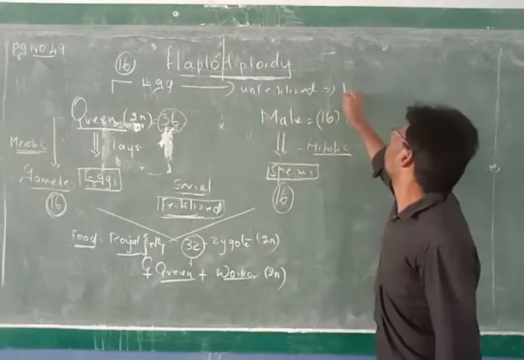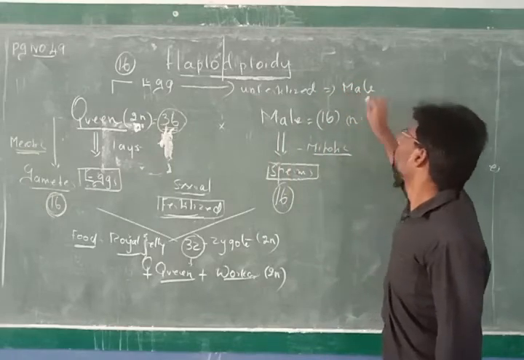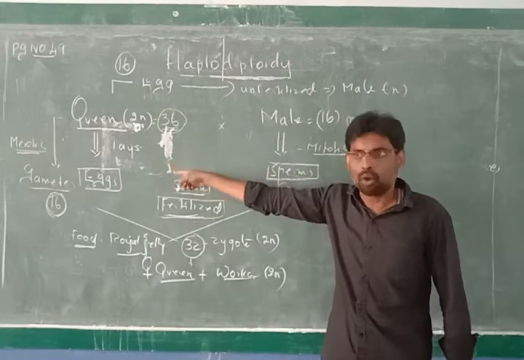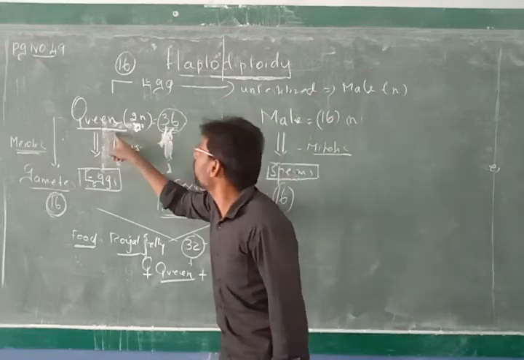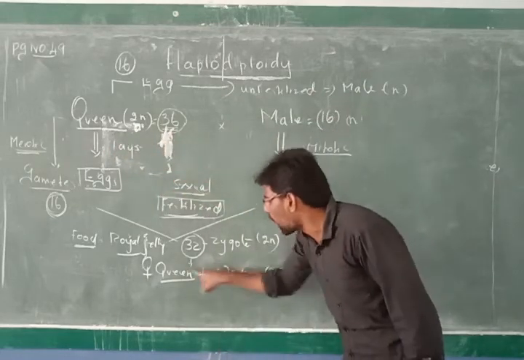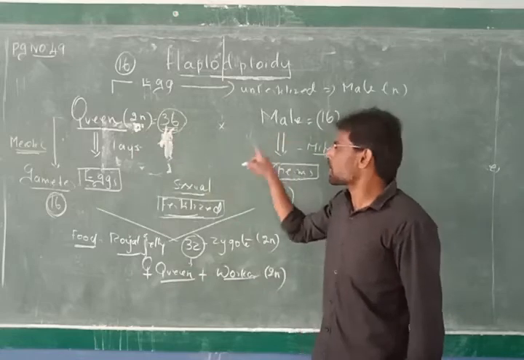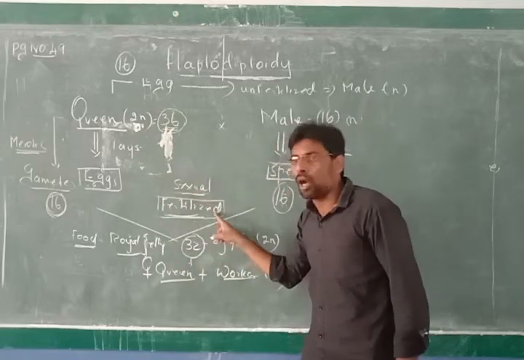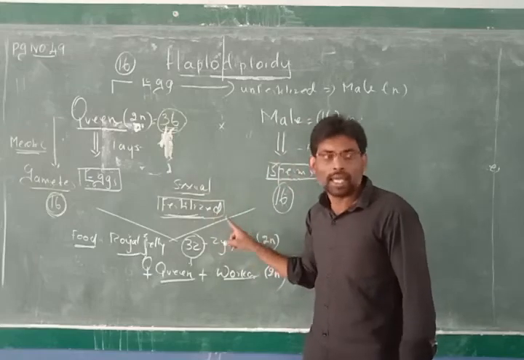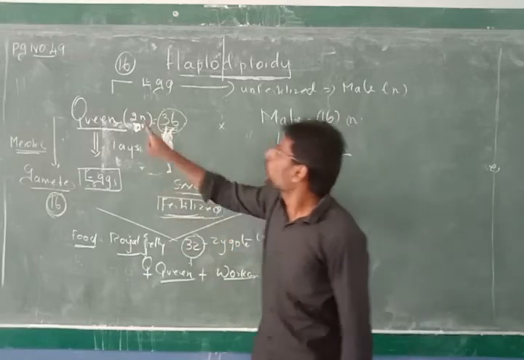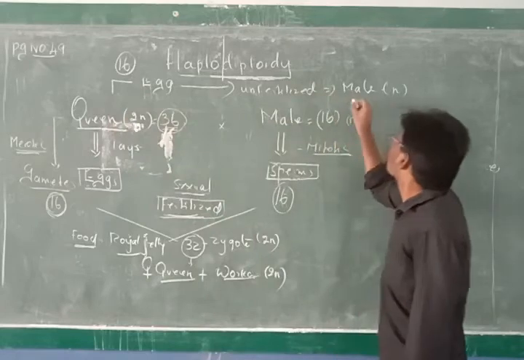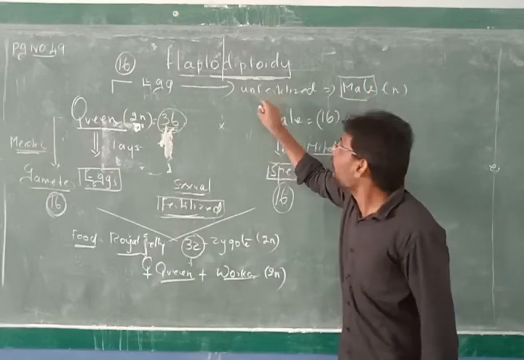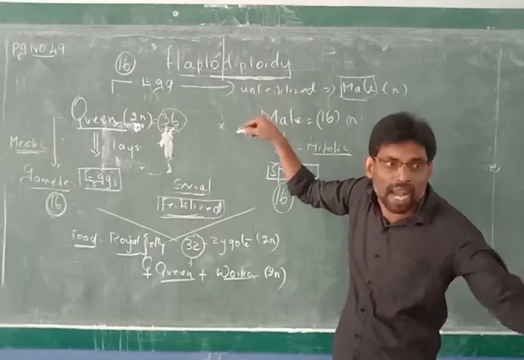And this forms male. Why? Because it is having only half, 16, the number of chromosomes. Okay. So now, queen bee produces female by sexual reproduction, where the egg is fertilized. Queen bee produces male by an unfertilized egg. That means there is no male partner.